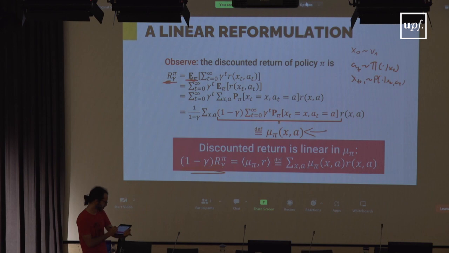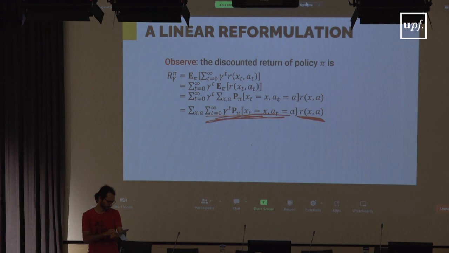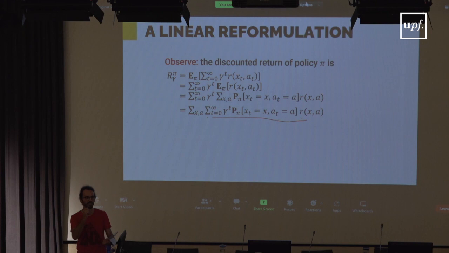So let me give you some more intuition about what this occupancy measure is, because I think it's a bit of an unusual concept. If you just look at this sum, the way that it is written here, what this is essentially counting is the discounted number of times that I visit state action pair x and a if I follow policy pi.